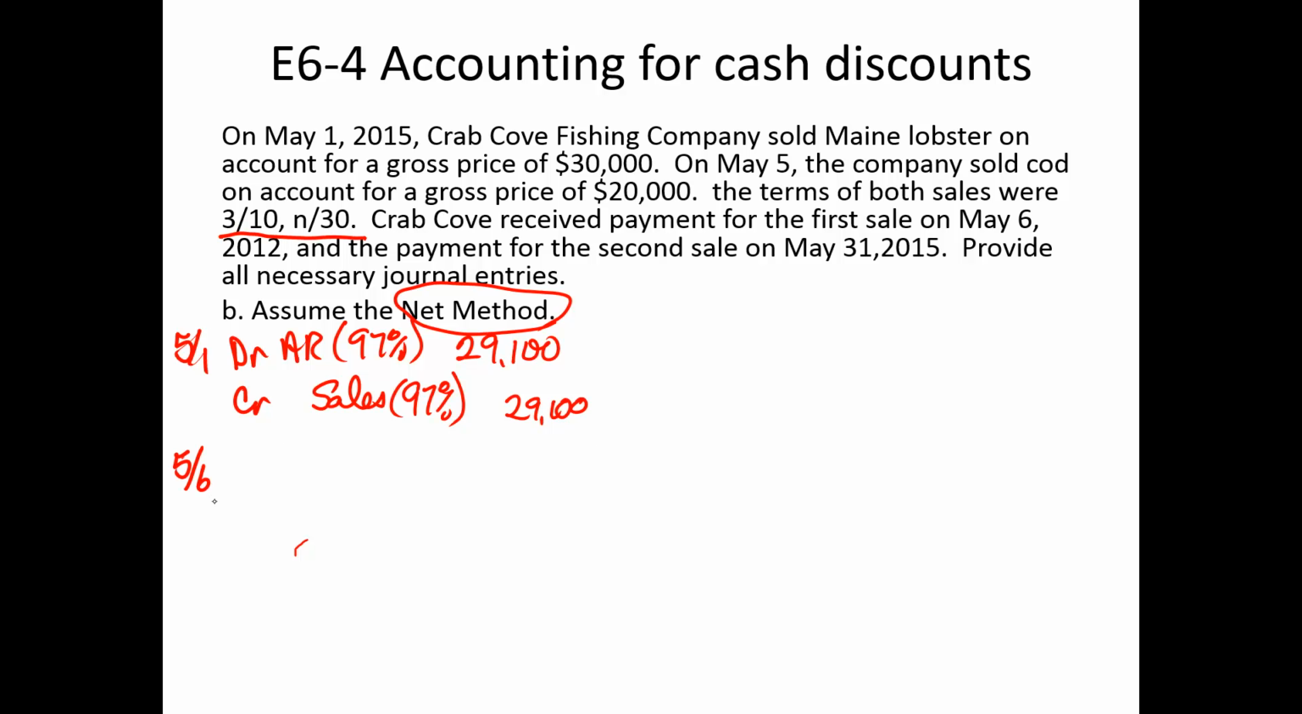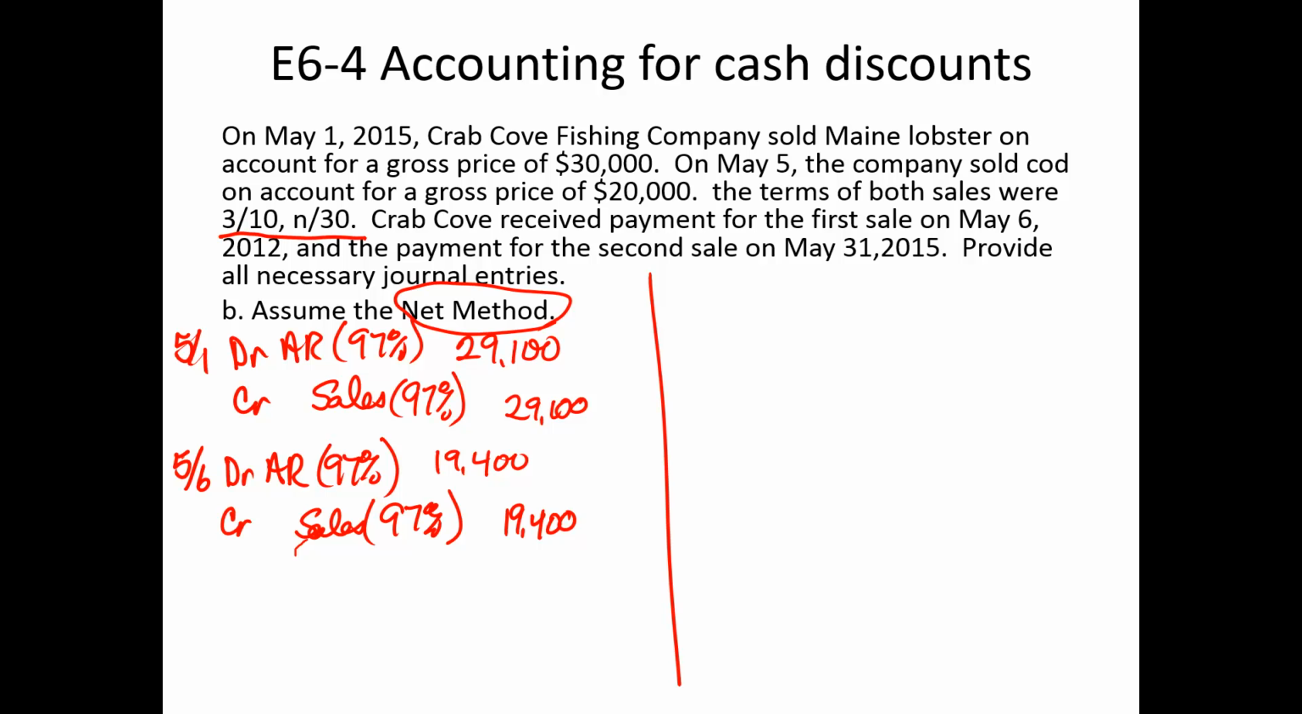On 5-5, again, we will assume that everyone's going to take the discount. So we're going to debit accounts receivable, credit sales for 97%, 3, 10, and 30. And 97% of $20,000 is $19,400. Thus, when the first sale pays on 5-6, because it's within the discount period, it's simply debit cash, $29,100 for the 97%, and credit accounts receivable.